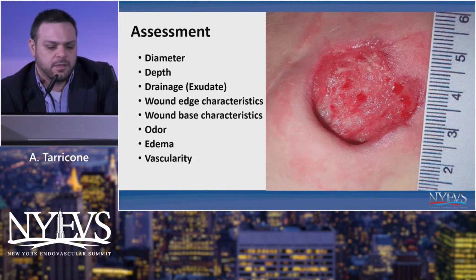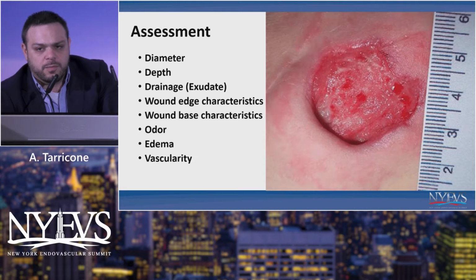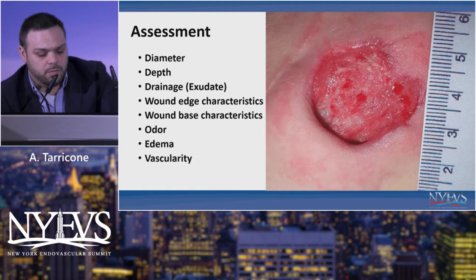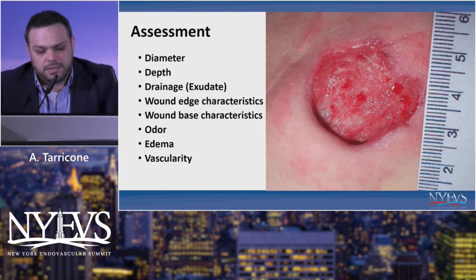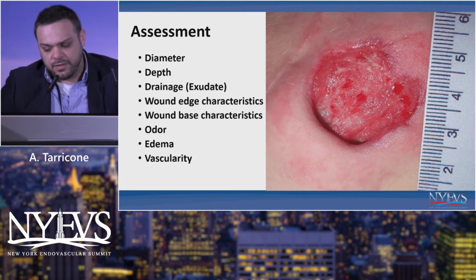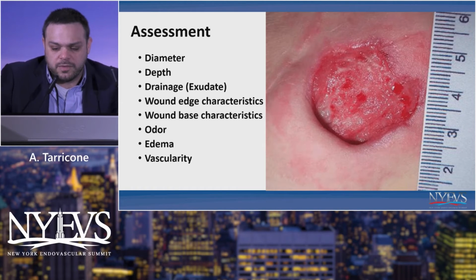So when you see a wound come in, we want to make sure to do a proper assessment. Take a look at the diameter, which will become a major endpoint for us as far as lessening the size of the wound. Your depth, your drainage, which will help determine the type of dressing you're going to put on the wound. Your wound edge characteristics, the odor, the edema, the vascularity.